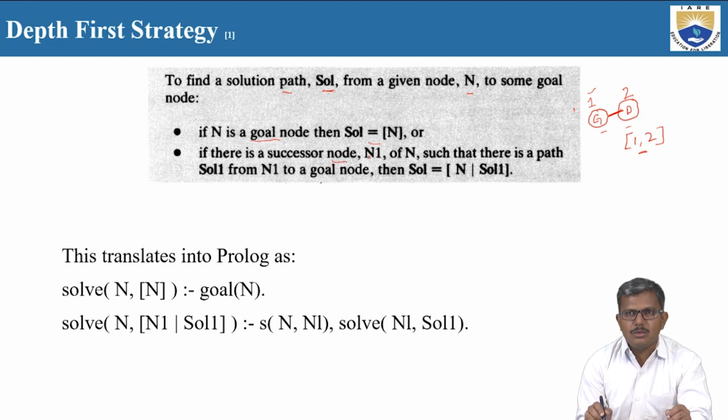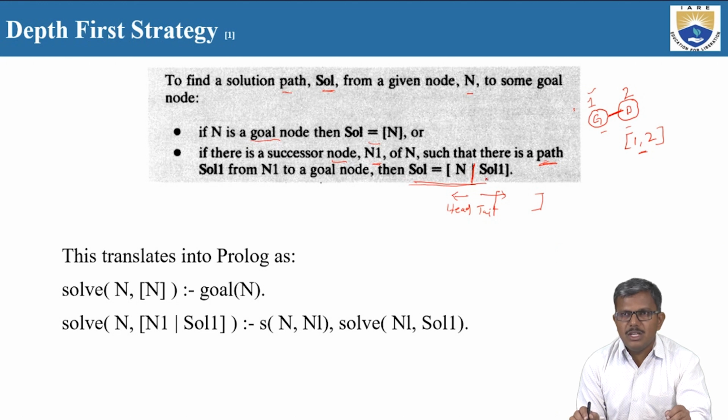If there is a successor node, say n1, then there is definitely a path. So how are we going to represent that path? It will be like this in Prolog: Sol equal to n of sol 1. In the earlier sessions on lists we discussed that the list of elements is represented in square brackets, and whenever you make use of this pipe symbol, this part is called the head part of the list, and the other part is called the tail part of the list.